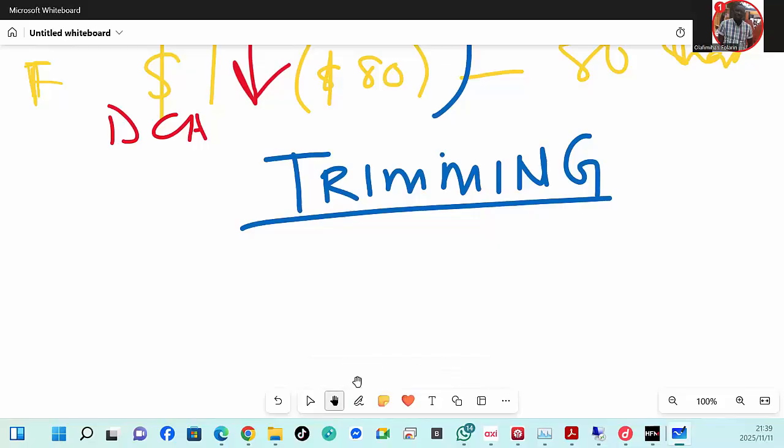Now, when we started trading and we use dollar cost average, we use martingale, and everything locked itself up along the way. Everything locked itself up, then we start trimming. Can somebody tell me in normal basic English, what do you understand by the word trimming? In just basic English, what do we understand by trimming, the word trimming?